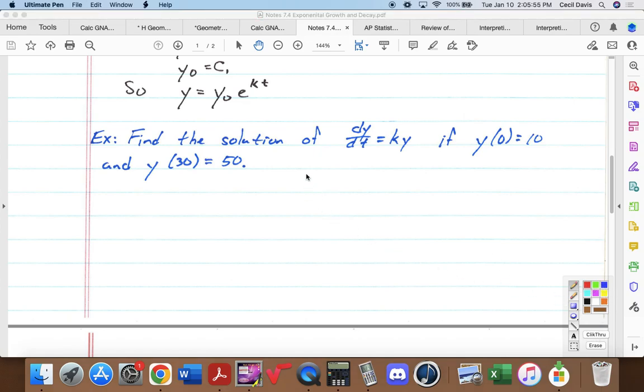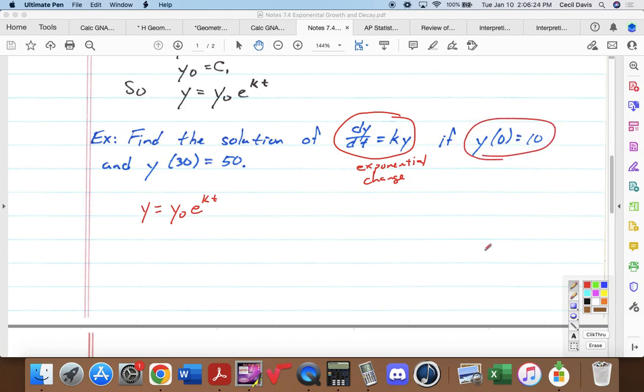All you have to do is go, okay, recognize this as being exponential change. That's the differential equation for exponential change, which means that my equation is going to be y is equal to y sub 0 times e to the kt. My initial quantity at time 0 is 10. So that means y is equal to 10 e to the kt.